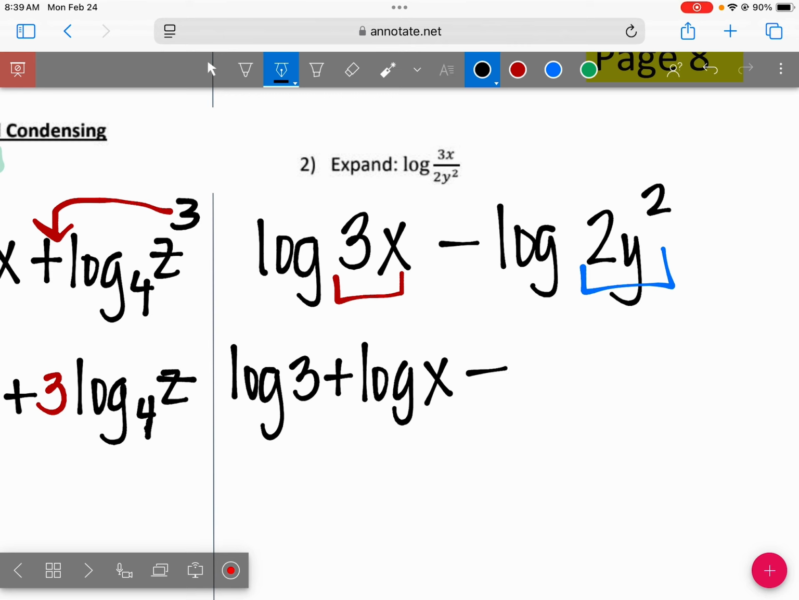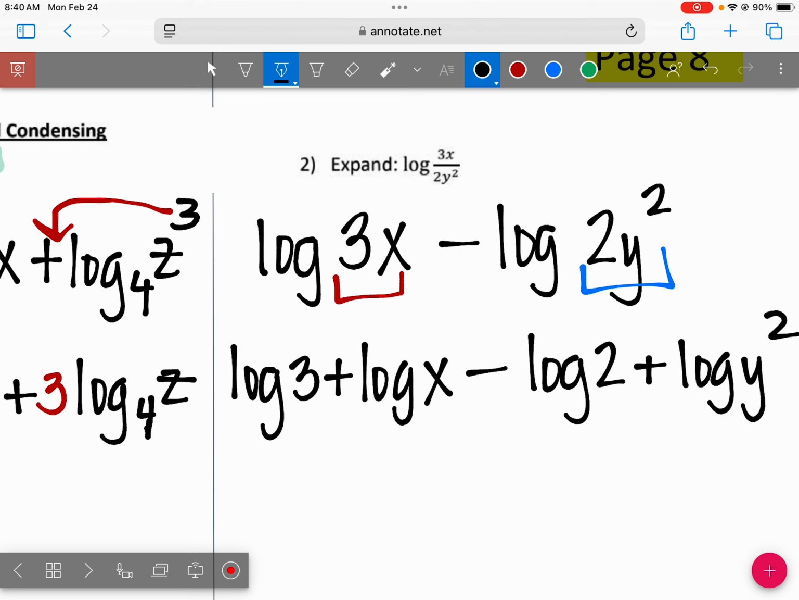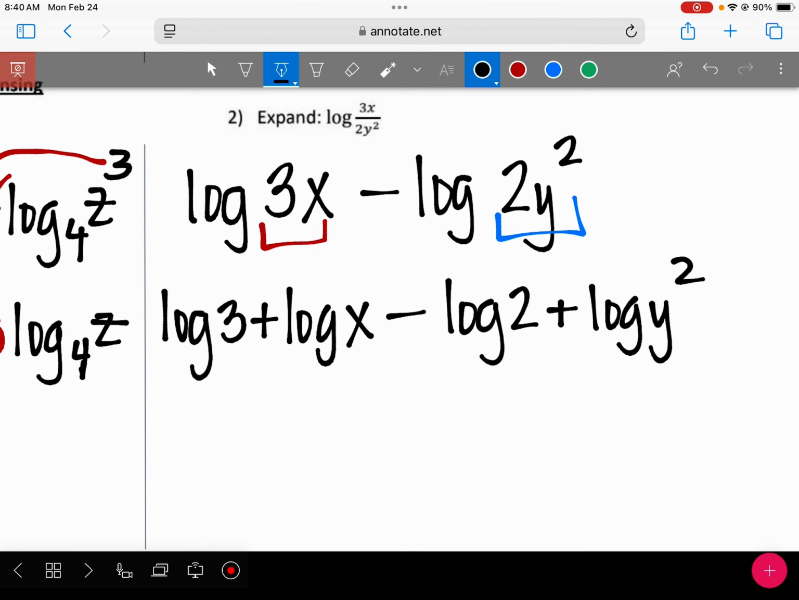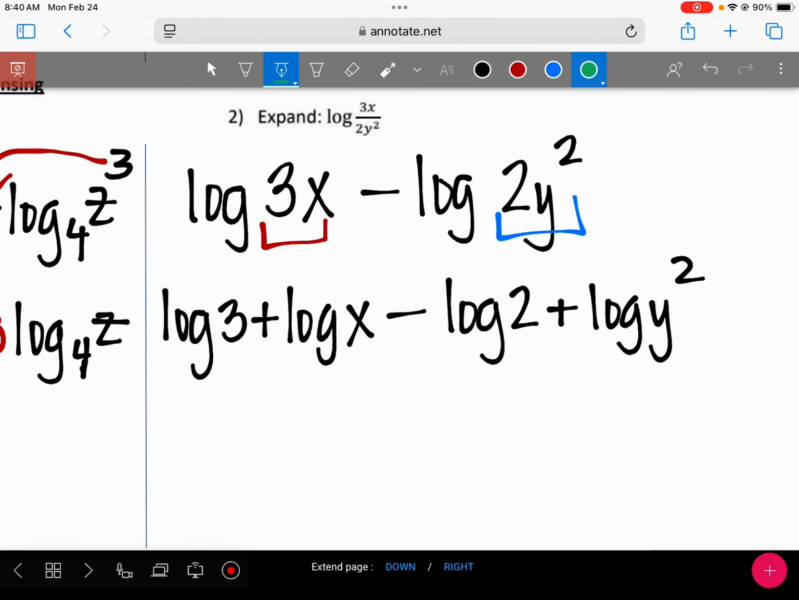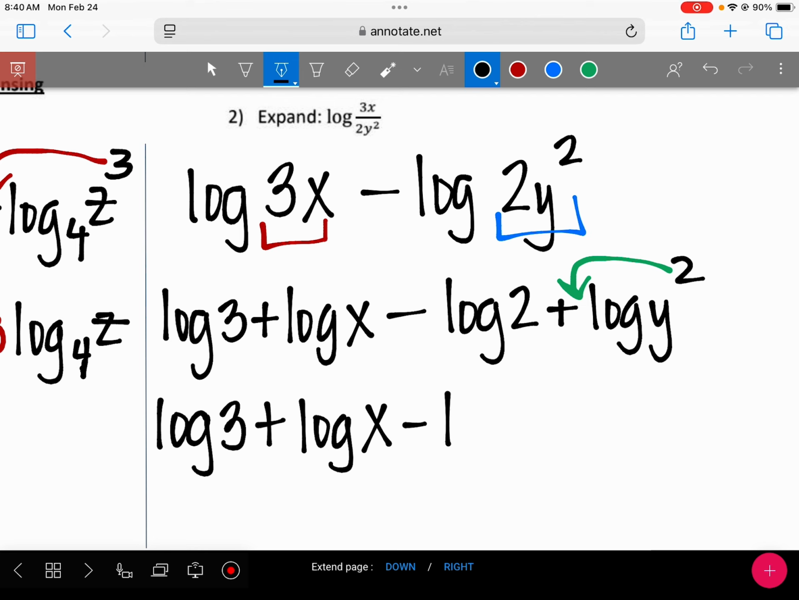Bring down the subtraction sign. We have a log. I didn't mean to say log base. It's a log of 2. The base is 10, so it's not the base. So then we have log of 2 plus log of y squared. Now, if it wasn't for that one little exponent, we'd be done. We got to move that 2 and park it right in front. So we have log of 3 plus log of x minus log of 2 plus 2 times the log of y.